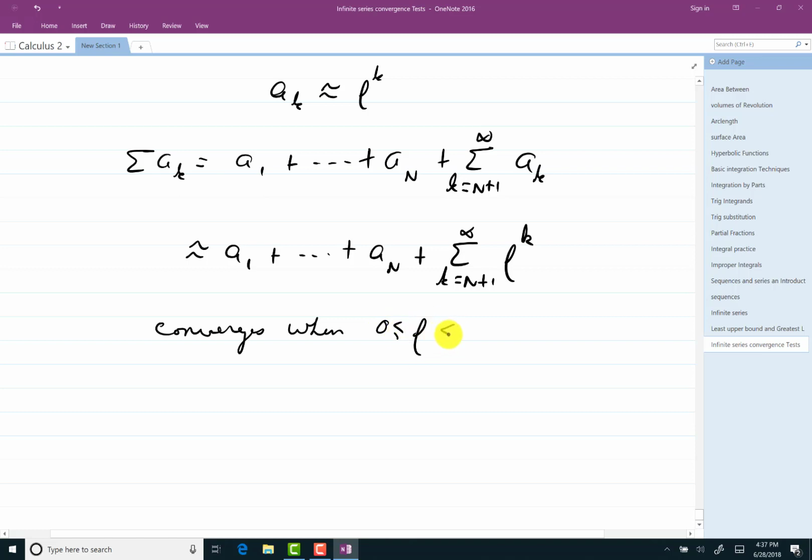Remember, I'm not talking about negative values for this particular series. This was non-negative. And we didn't have to use positive because I wasn't dividing by a series, so I'm allowed to get away with 0 in this case. So it converges when rho is between 0 and 1, including 0. Obviously, it diverges when rho is greater than 1.